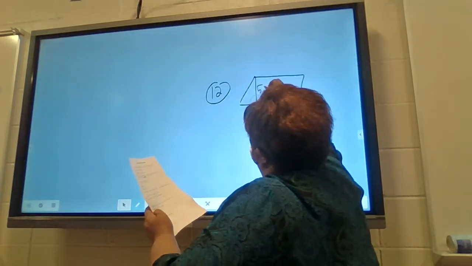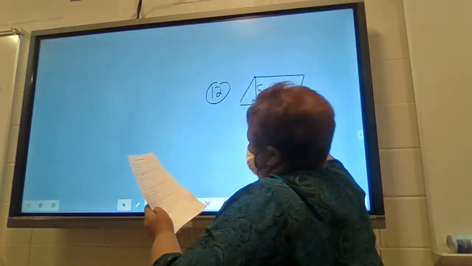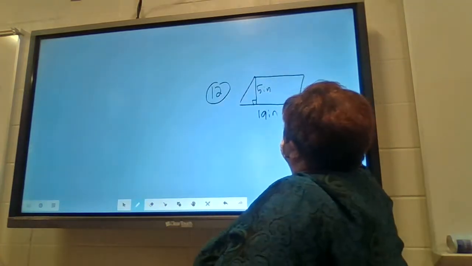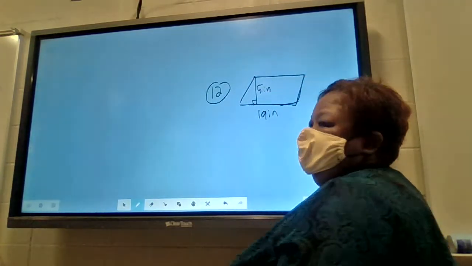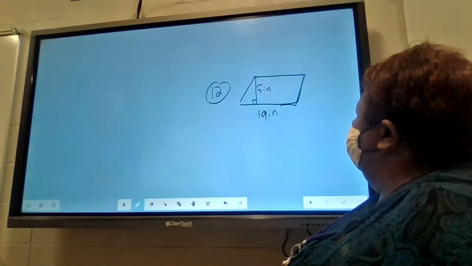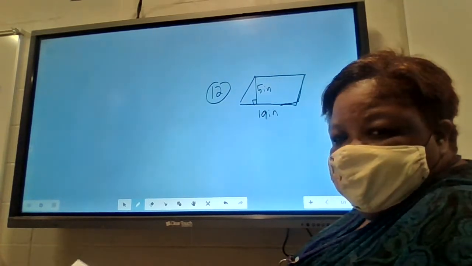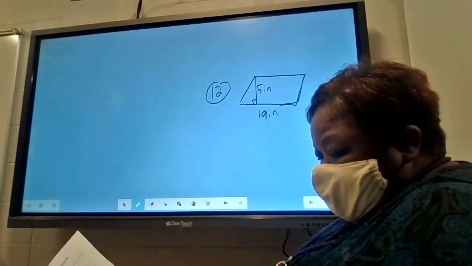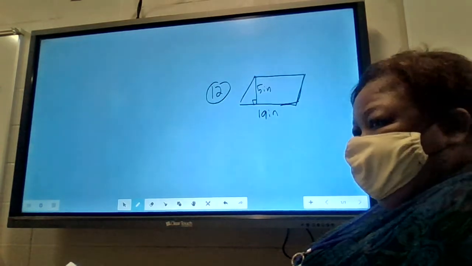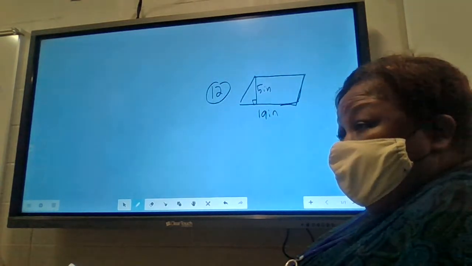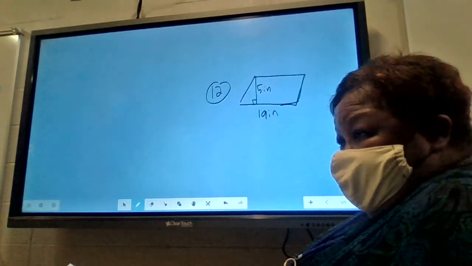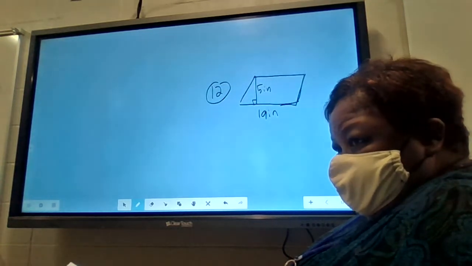Don't look at my drawing. What figure is this? Look on your paper because mine is looking kind of crazy. What is that figure called? A rhombus? Close.